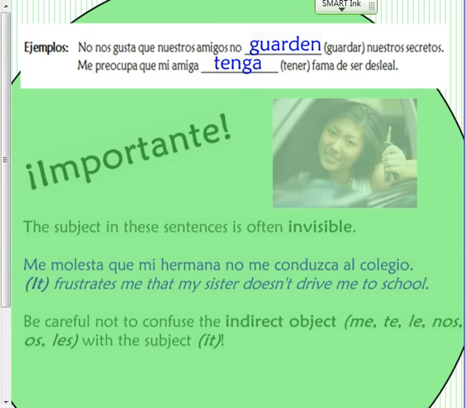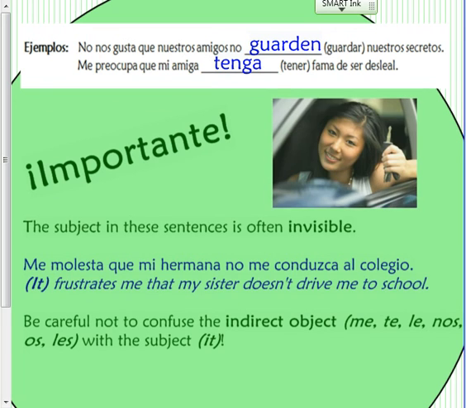So in these sentences, we have to remember that the subject is often invisible. So for example, me molesta que mi hermana no me conduzca al colegio. We're actually saying it frustrates me that my sister doesn't drive me to school. It is the subject of the first clause. My sister is the subject of the second clause. That provides us with the 2 different subjects that we need in order to use the subjunctive.